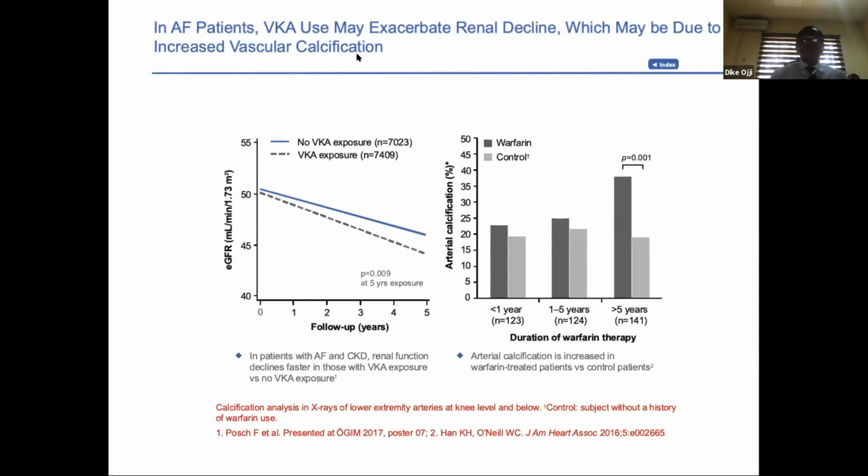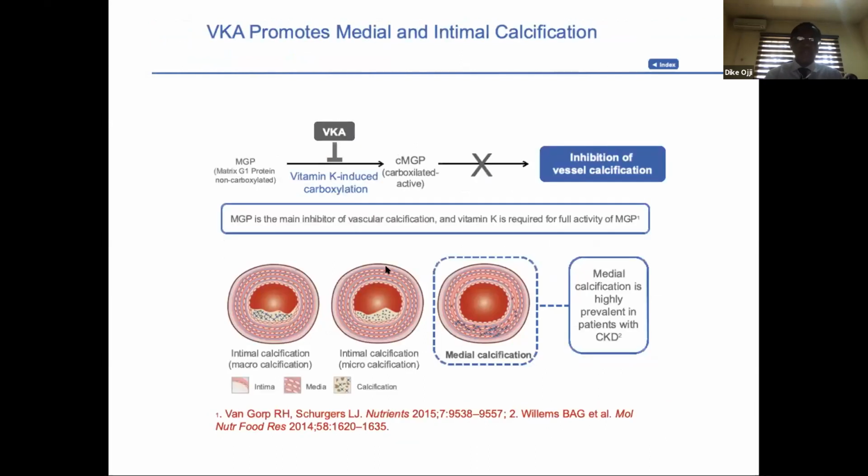The other issue you must always remember when we talk about the VKAs is the fact that they exacerbate renal decline. So you will now have two factors, most likely your traditional hypertension and also the medication you are using, if that patient has AF, causing a decline. And this has been found in studies whereby warfarin, compared to placebo, has resulted in decline in renal function. And that has been attributed to intimal calcification. Matrix Gla protein is the main inhibitor of vascular calcification, especially renal calcification in the body, and vitamin K is required for full activity of matrix Gla protein. So when you block vitamin K, when you use an antagonist, then calcification will have a freeway. And that is what happens.